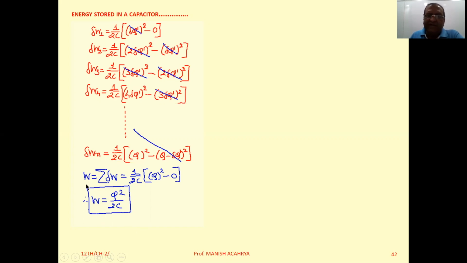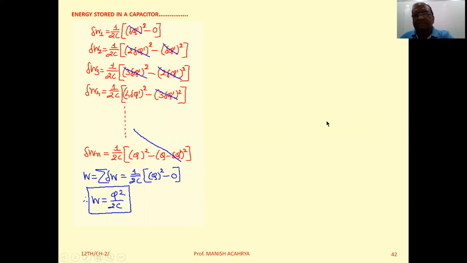So finally we can write the total work done, the summation of all these work dones, sigma delta W, and that will come to 1 upon 2C into Q square minus 0. So finally W is equal to Q square by 2C, and this will be stored in it in the form of energy. So we can say the energy stored in the capacitor is Q square by 2C. Clear?